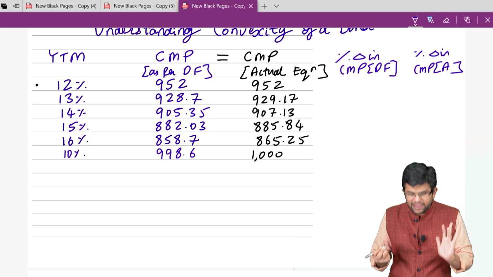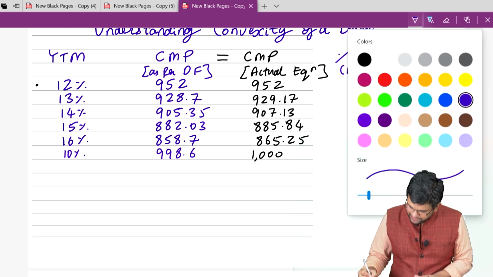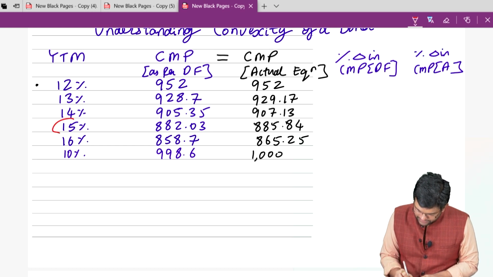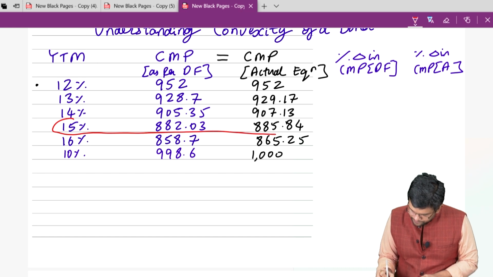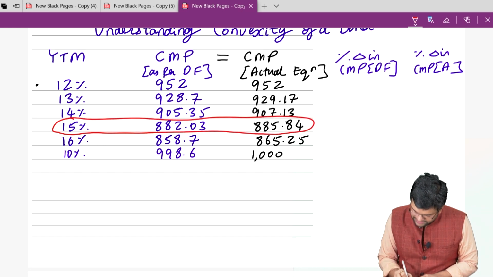And for that, I'll take any one example here. Let me take the example of this 15%. I'll just mark it here. I am taking this example here. Please be attentive.